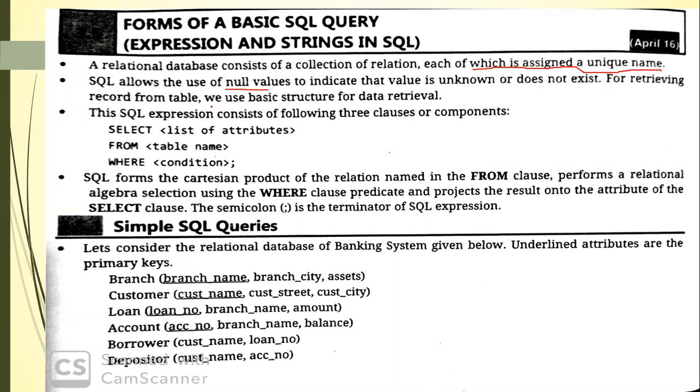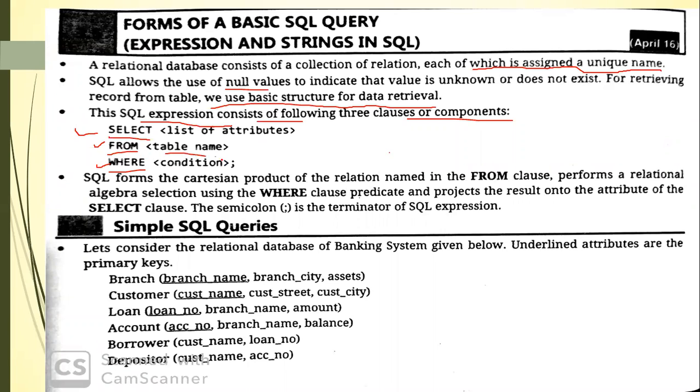Now, for retrieving records from the table, we use the basic structure of data retrieval. What structure do you want to use? An SQL expression consists of three clauses or components. One is the select component, the second is the from component, and the third is the where component. Select mentions the list of attributes, that means the number of columns you want to select from the relation.